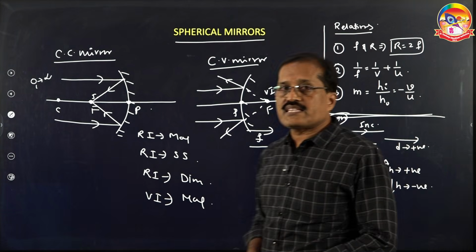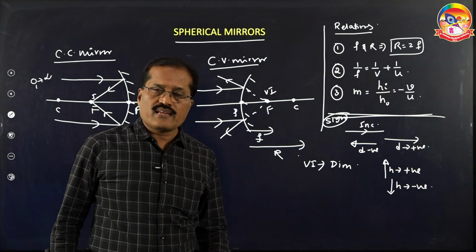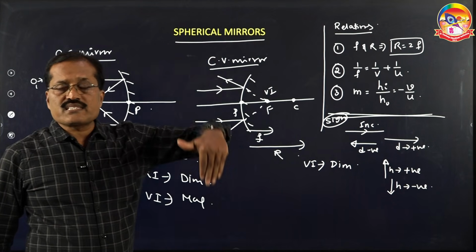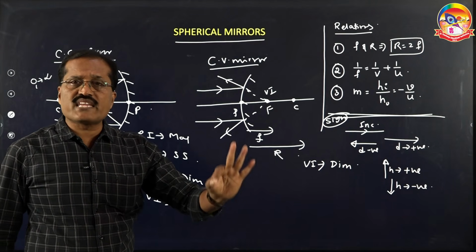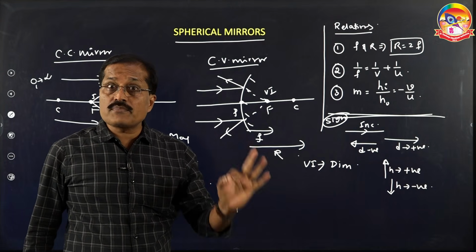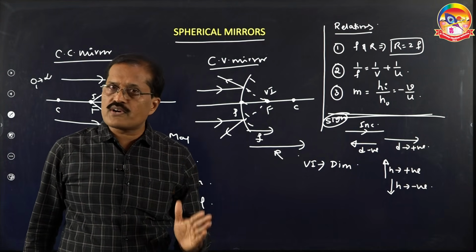That is the reason we can say that in case of concave mirrors, or any kind of mirror, whenever you are getting real images they are always inverted. Therefore, magnification for the real image is negative, point to be noted. And virtual images are always positive, because a virtual image will always be erect.